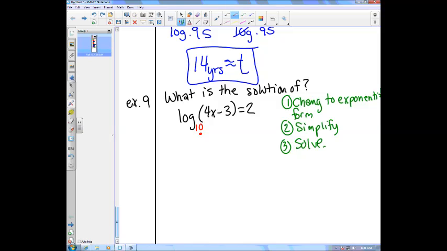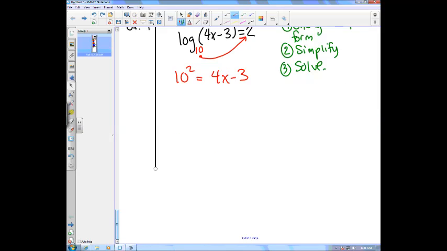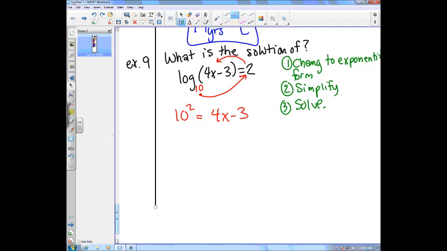And remember, we do the circle of logs. 10 to the what power? 10 to the second power equals that whole quantity, 4x - 3. Any questions how we did that? Circle logs. We learned that last week. When you get rid of the log, then you just get rid of the factors. Yes, when we change to exponentials.